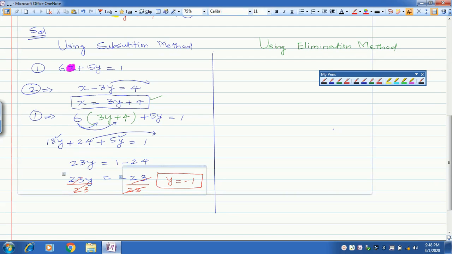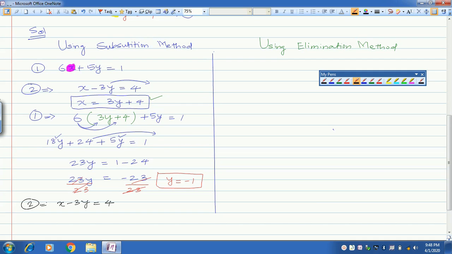So how will you calculate the value of x? You can substitute into any one of the equations, or you can take the better one. I can take the second equation, because in the second equation the coefficient of x is 1. What is the second equation here? Equation number 2 is given by x minus 3y is equal to 4. Here I have to replace the y term as minus 1.